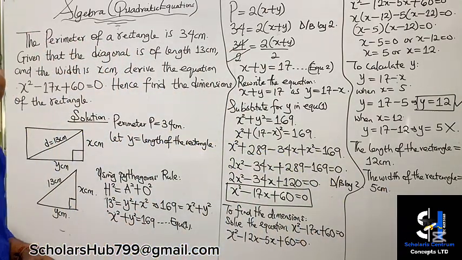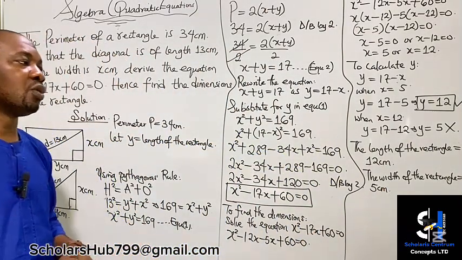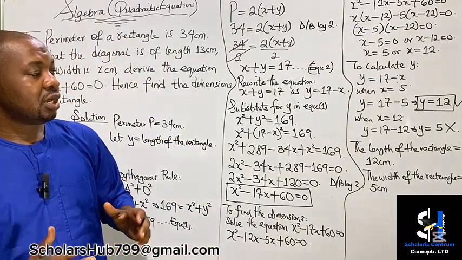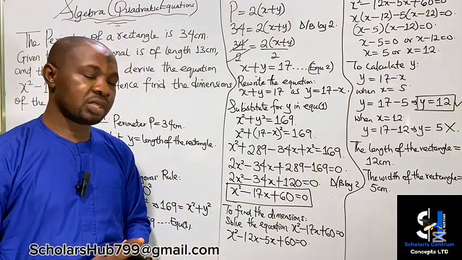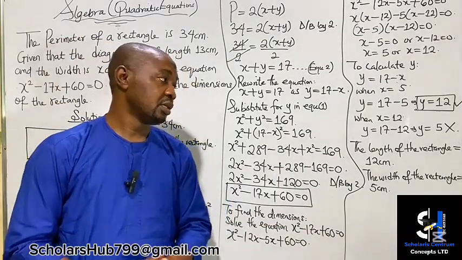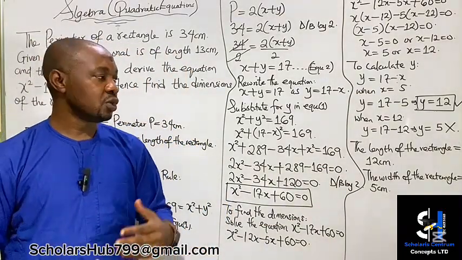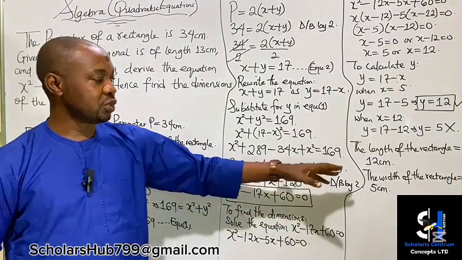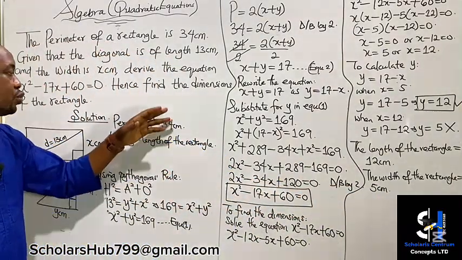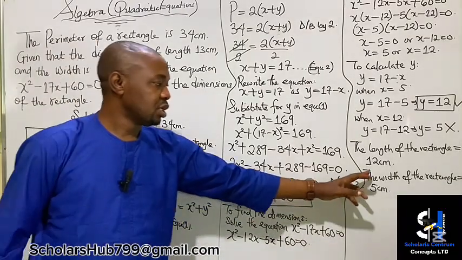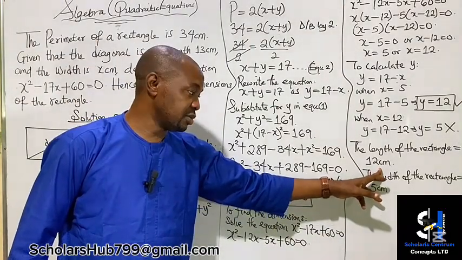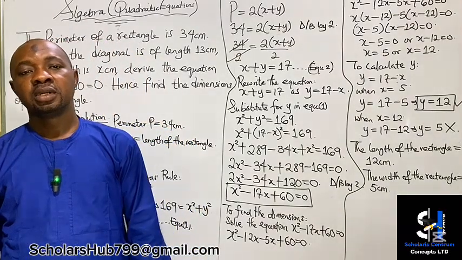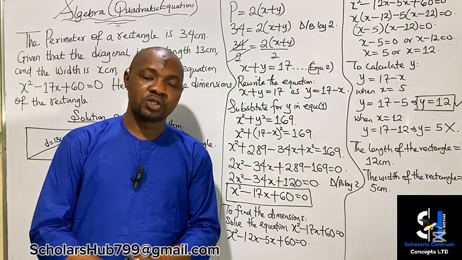So like I said, disregard the value of y which is equal to 5, because the width cannot be greater than the length. That's not possible. So the length is longer than the width. So in this case, the dimensions of the rectangle will be the length, which is 12 centimeters, then the width, which is 5 centimeters. The noblest pleasure is the joy of understanding.